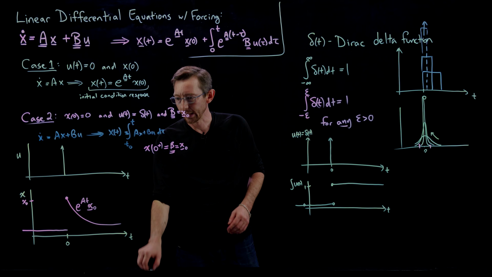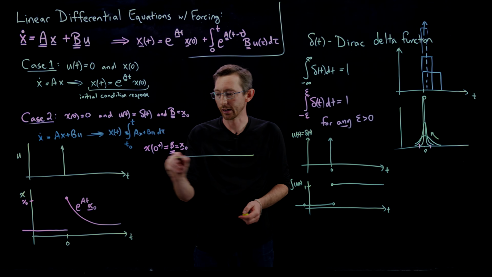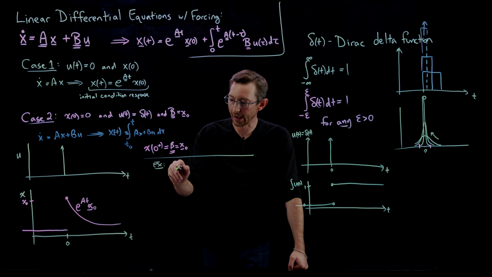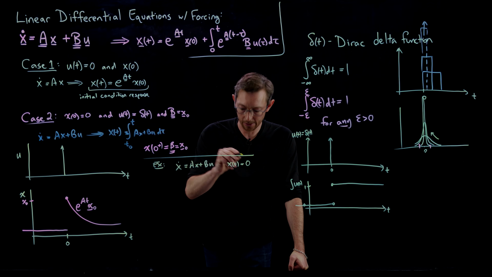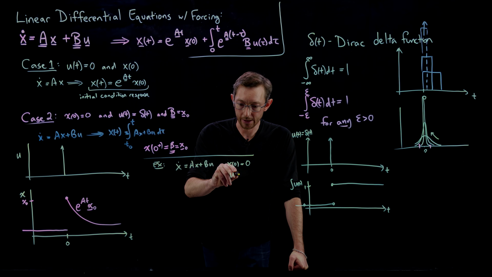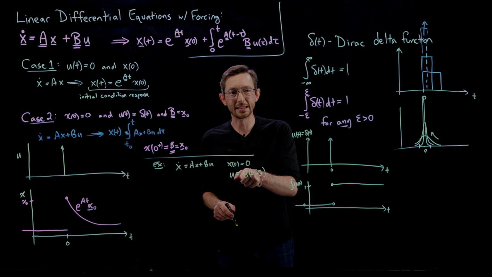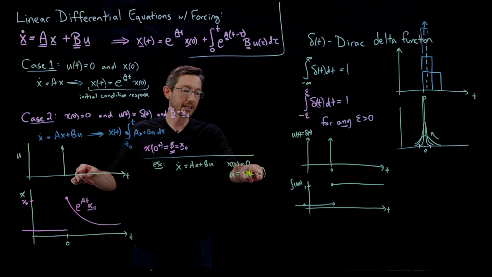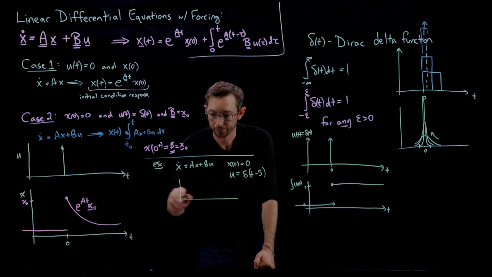One more thing I'll show you is an example of this. Let's say we have x dot equals Ax plus Bu, and I have x naught equals 0. And now I'm going to say u equals delta of t minus 5. We're going to look at what delta of t minus 5 is. So instead of a delta at t equals 0, I'm going to have a delta when t equals 5, all the way over here. We're going to look at what that looks like.